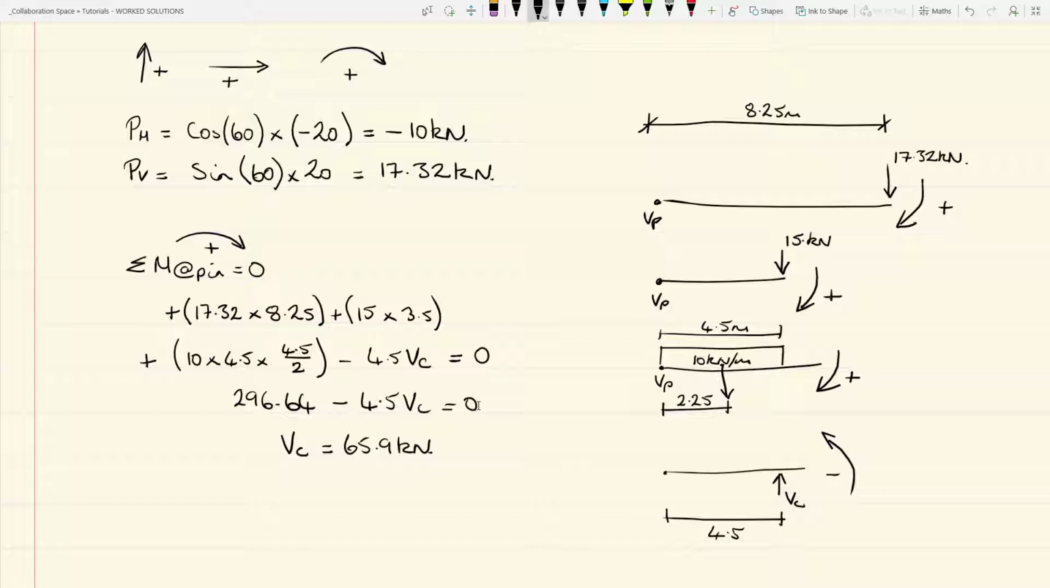Now we have to consider the sum of the vertical loads. So we want the vertical reaction at P at the pin. So to get that, we consider the sum of the vertical loads equals 0. And we can say that VP plus VC minus the sum of the point loads minus the sum of the UD loads equals 0.